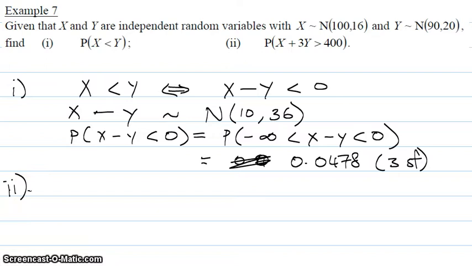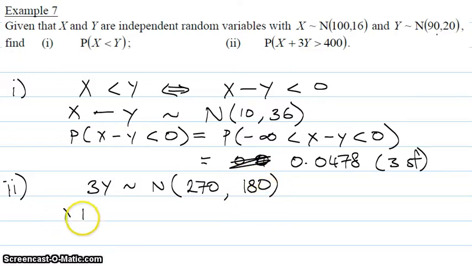Part 2, what do we have to do? We're asked to find the probability that x plus 3y is bigger than 400. So if I know the distribution of y, what's the distribution of 3y? Well, as we might expect, to find the mean, we multiply it by 3. So 90 times 3 will be 270. And to find the variance, we don't multiply it by 3. We instead multiply it by 3 squared, because remember, this is the standard deviation squared. So there's this extra squared term that appears. So we take 20 times 9, which is 180.